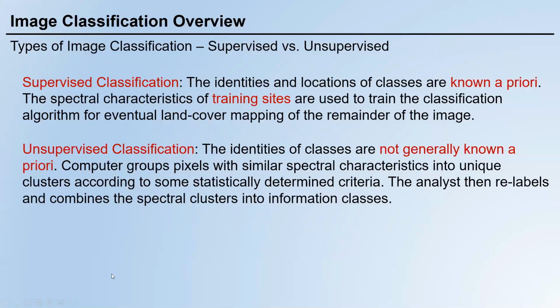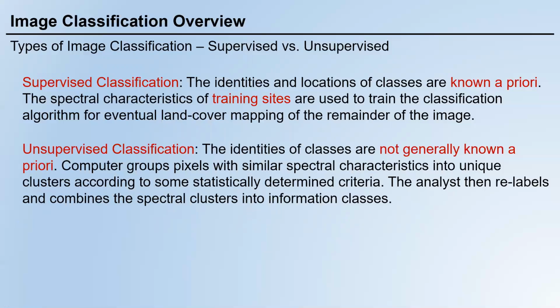And we also have unsupervised classification methods. The identities of classes are not generally known a priori, okay? The computer groups pixels with similar spectral characteristics into unique clusters according to some statistically determined criteria. The analyst then relabels and combines the spectral clusters into information classes. What does it mean?